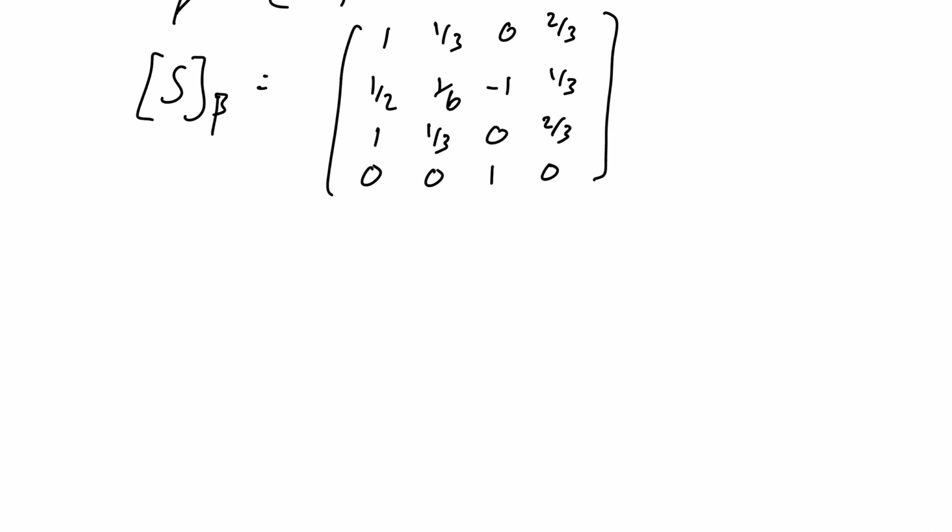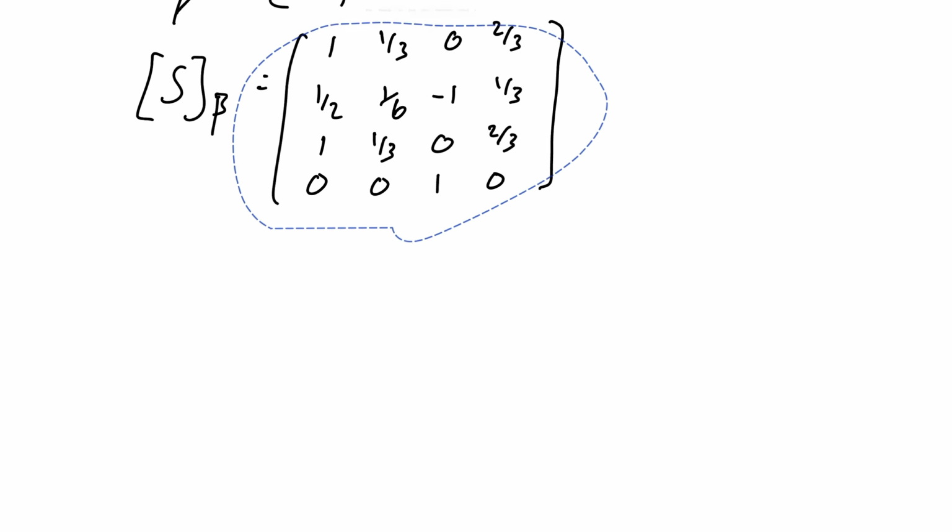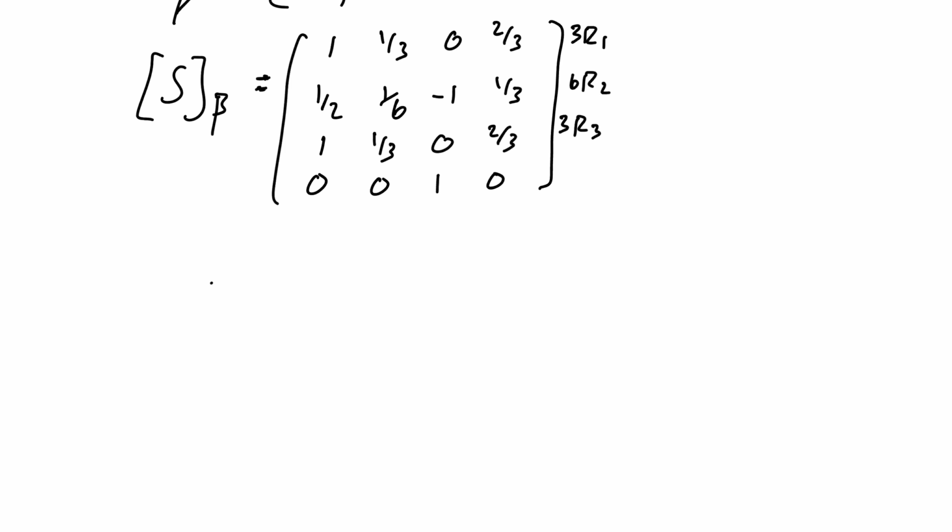So I want to row reduce this, and if it's linearly independent or not linearly independent, so dependent, we're going to see that in the row reduction. So what we want to do first is avoid dealing with fractions. So right away I'm going to take the first row and multiply that by 3, I'll take the second row, multiply by 6, the third row, multiply by 3, and the fourth row I'll leave unchanged.